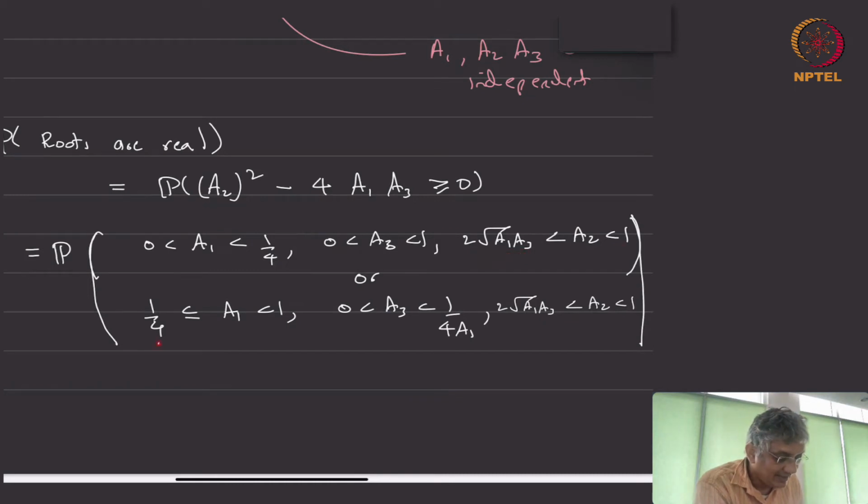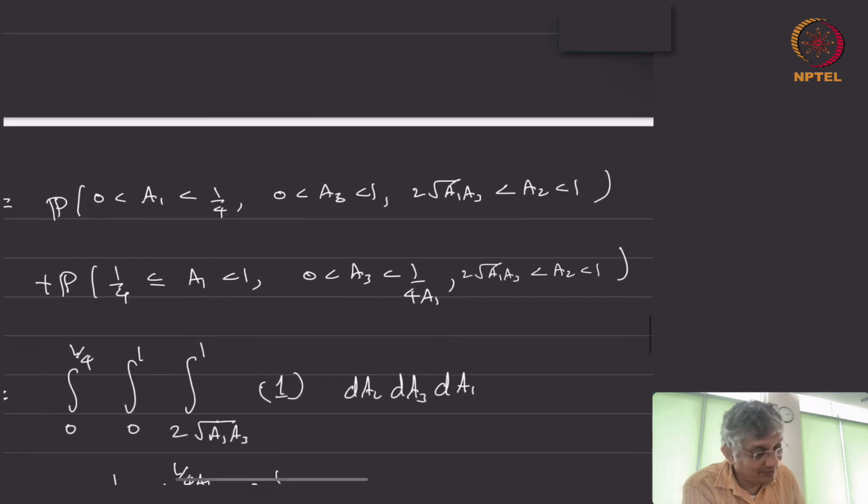Similarly, when A1 is between a quarter and 1, we know that A3 has to be between 0 and 1/4 of A1, and A2 has to be between this number and this number. Now you have an OR here. We also note that if this line happens, then this line cannot happen, and vice versa. So they are both mutually exclusive events, so the probability is the sum of the two probabilities.